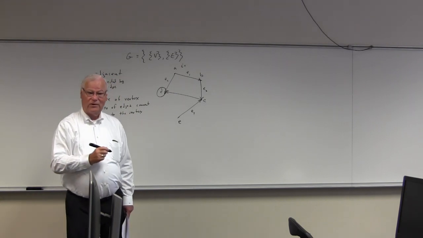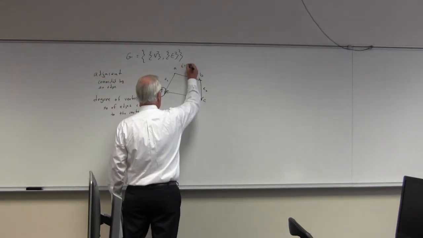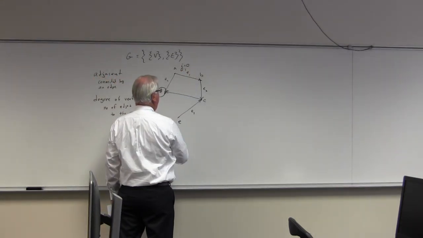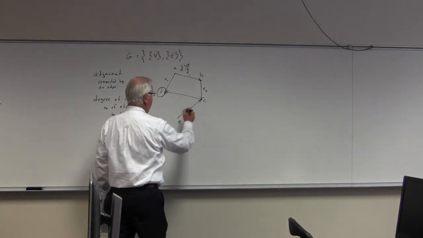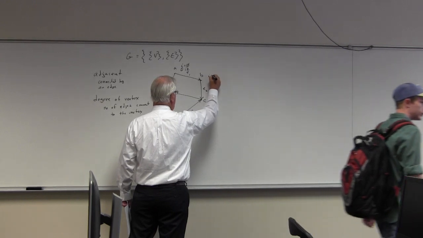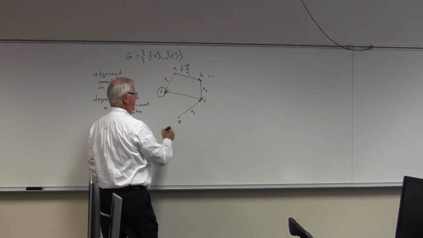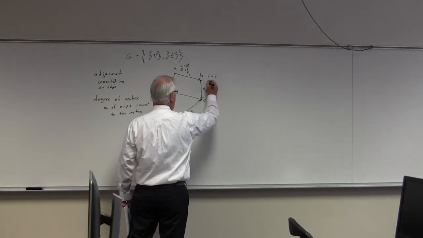None? 0. And how many out degrees do I have? 2. For B, what's the in degree count? 1. And what's the out degree?